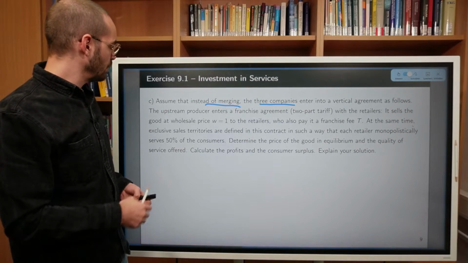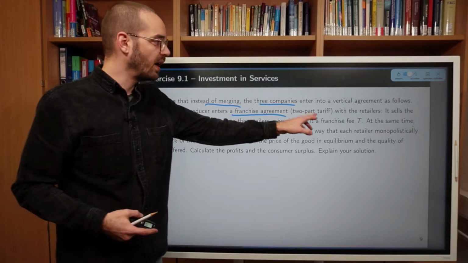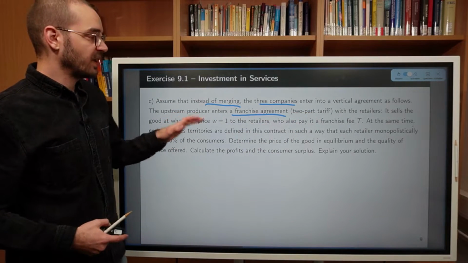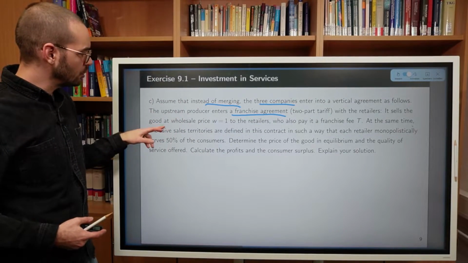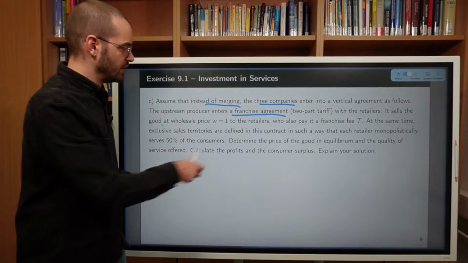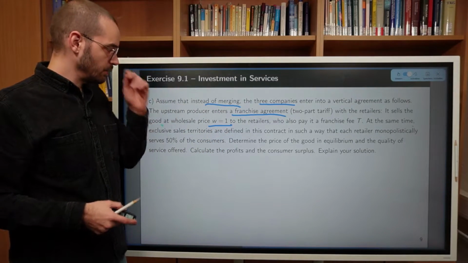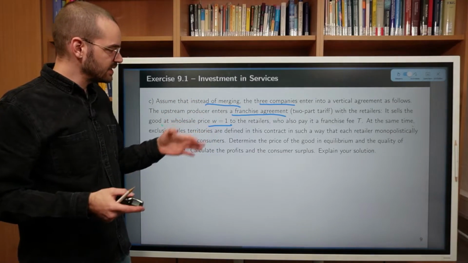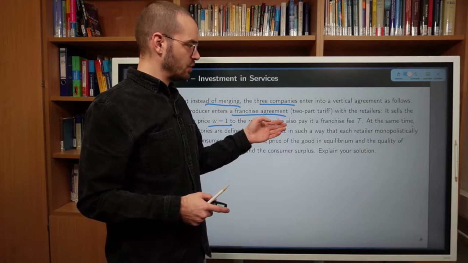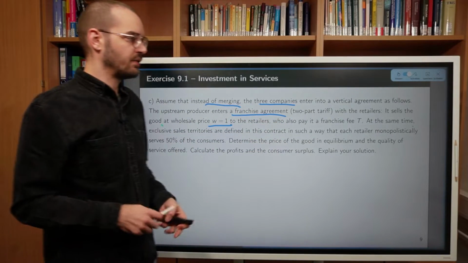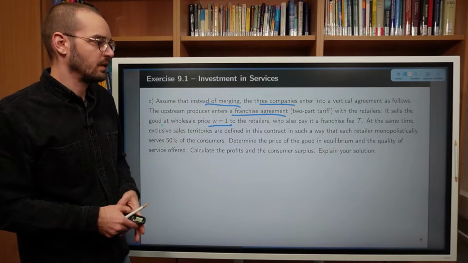This contract will take the form of a franchise agreement, which means there will be a two-part tariff. So as part of this two-part tariff, the producer sells a good at a wholesale price, which is, as part of the contract, fixed to W equal 1. The producer sells at a price of 1 to the retailers, which will then in turn pay a franchising fee that is to be defined in the model.